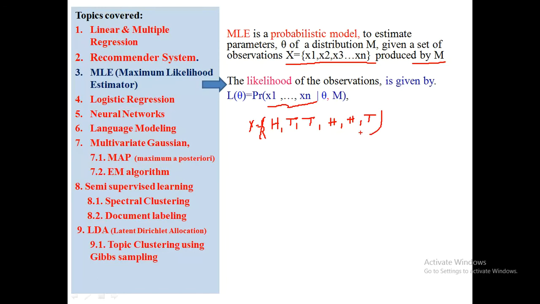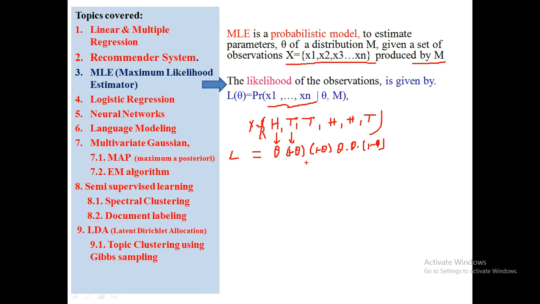So for the likelihood, we know that the distribution is Bernoulli distribution because the outcomes are binary. So the probability of getting head, let us say the probability is theta, that is unknown, and the probability of tail is 1 minus theta. So the product of all these probabilities, theta and 1 minus theta, is our likelihood function.